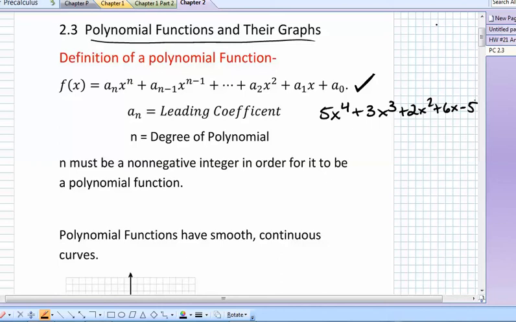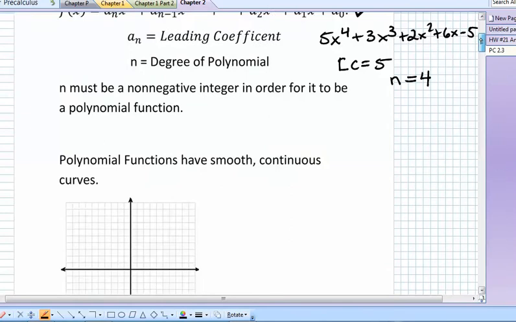The leading coefficient is the number that's in front. So in this case, the leading coefficient would be 5. The degree of the polynomial is the highest power of x. In this case, it would be 4. Now understand that all the powers must be non-negative integers for it to be a polynomial function, meaning they have to be positive whole numbers.